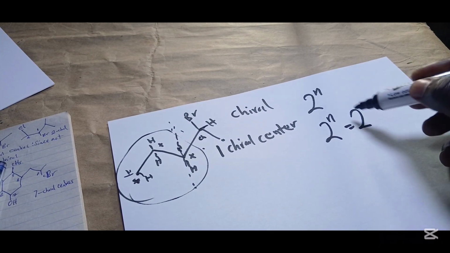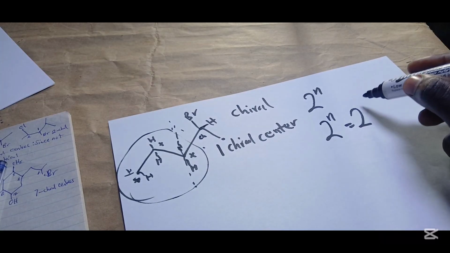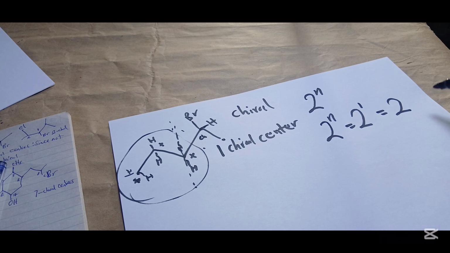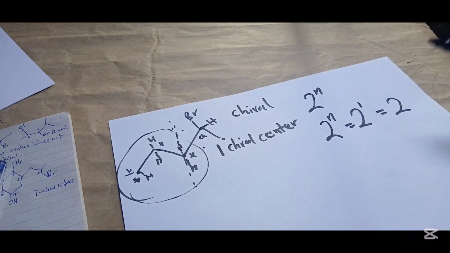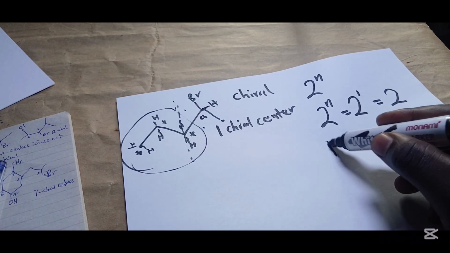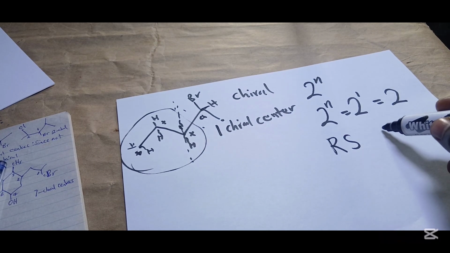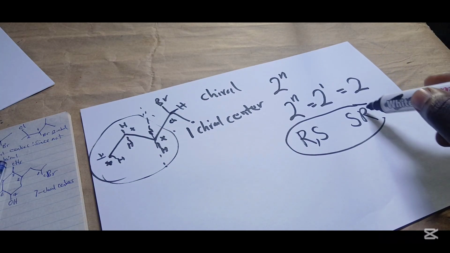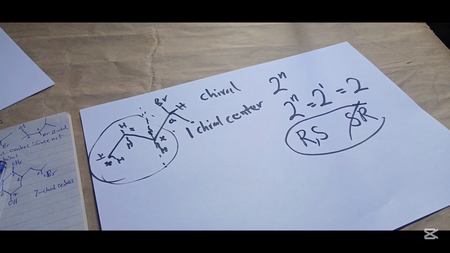And our n here is 1. It has 1 chiral center. So it means the maximum potential stereoisomers that we can get in this molecule is 2. So it's either R, S, or S, R. Now we'll look at the R and S configuration later. So what you need to know here is how to calculate the maximum number of stereoisomers of a given molecule if you know the number of chiral centers in the molecule.